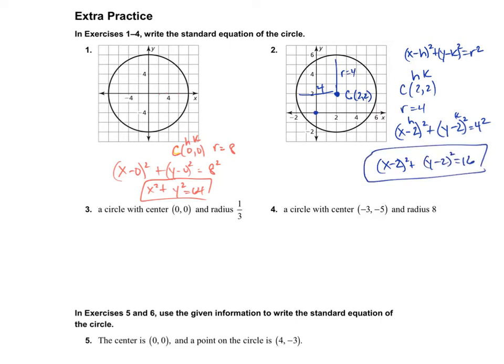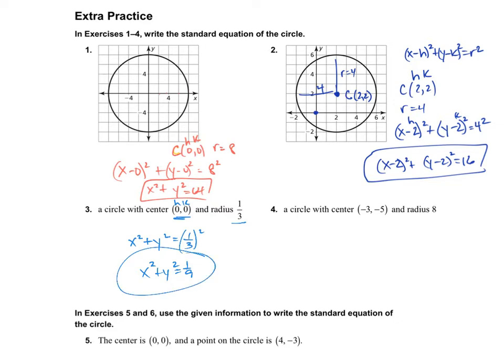All right, moving on to the next problem. Here they don't give us a graph, but they do give us the center, which is 0, 0, and the radius, which is 1/3. So since it's 0, 0, that's just going to be x squared plus y squared, right? Because there's my h and k. And then 1/3, and then we have to square that. So x squared plus y squared equals 1/9.